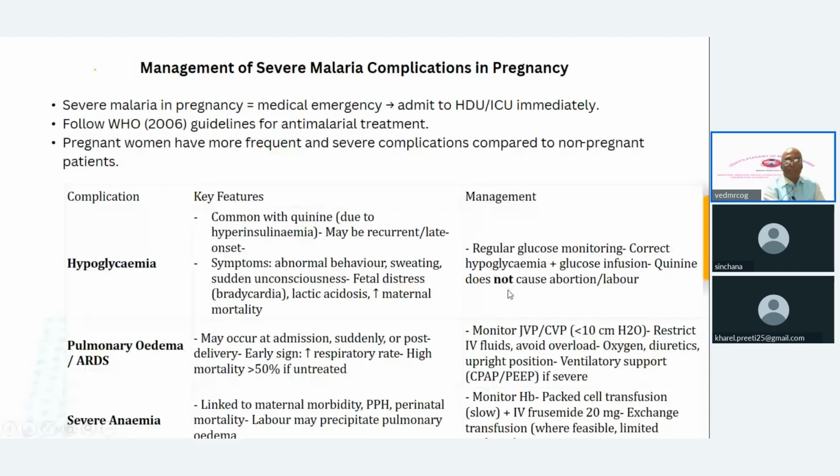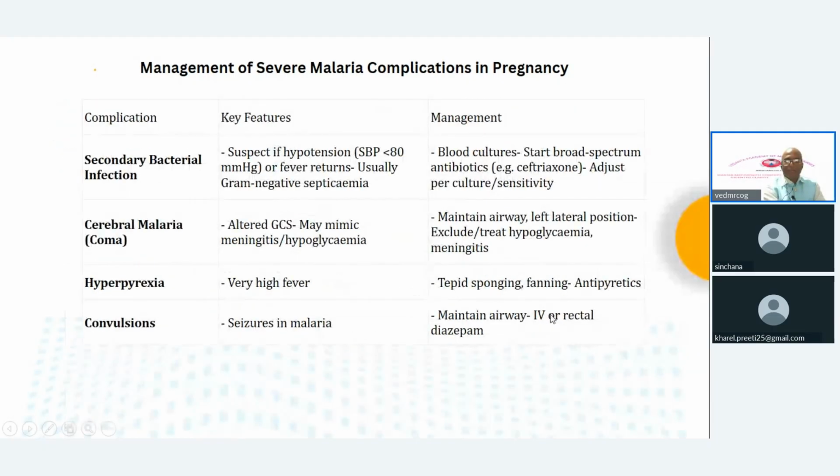Quinine does not cause abortion or labor. Quinine can be used. Okay. Then pulmonary edema, you need to monitor these, diuretics, upright position, etc. Severe anemia, monitor Hb, PCV will be the treatment. So these are the various complications due to malaria which can happen, and this is the management.